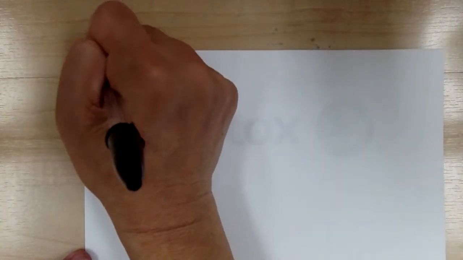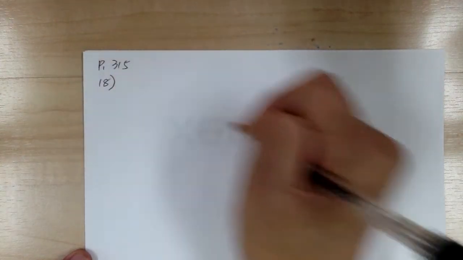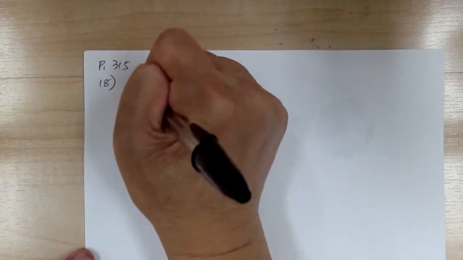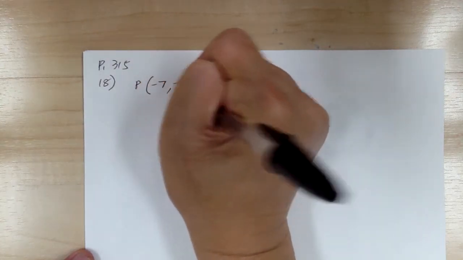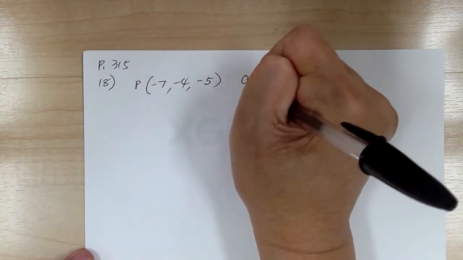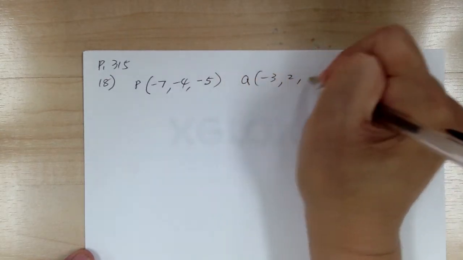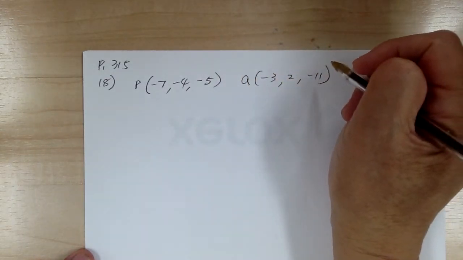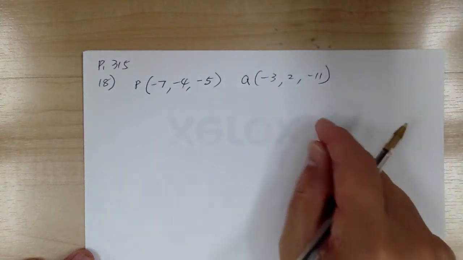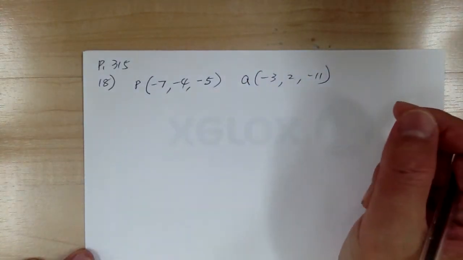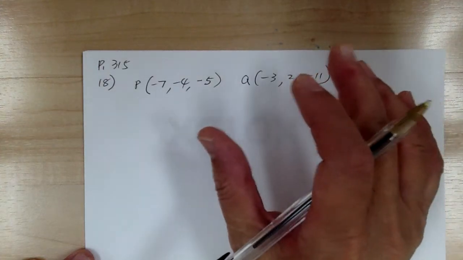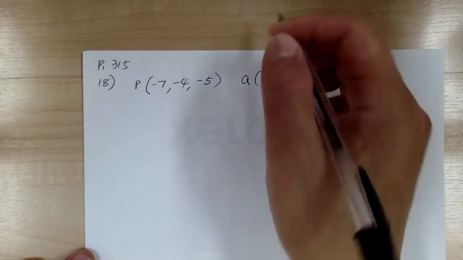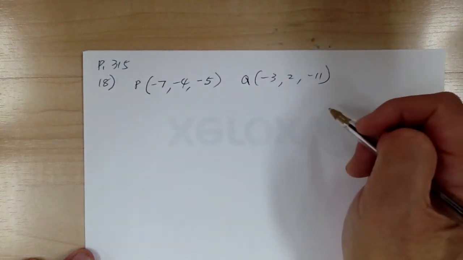Okay, let's go to number 18. So you have P at -7, -4, -5, Q at -3, 2, -11. So you're looking for the midpoint. Again, normally the quicker way is you just add and divide by 2. But the reason they want you to do it the long way is that they're using an easy problem for you to practice with your vectors.